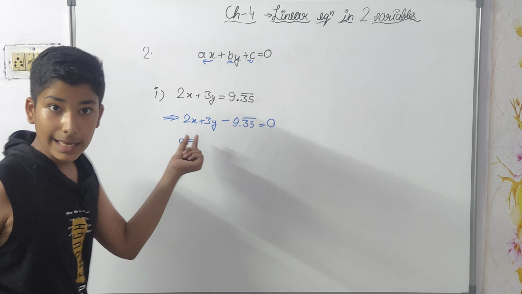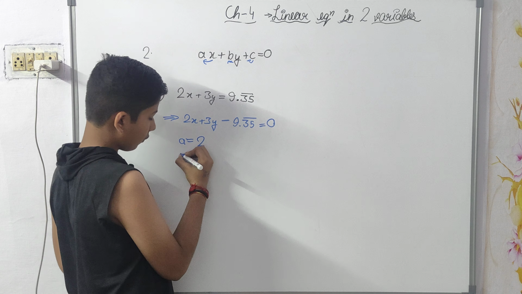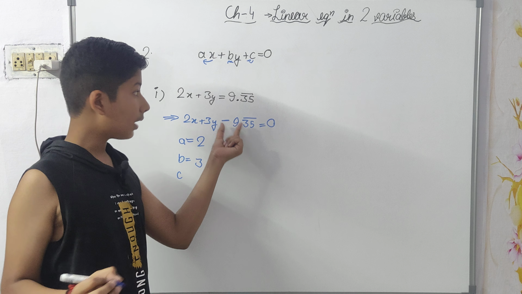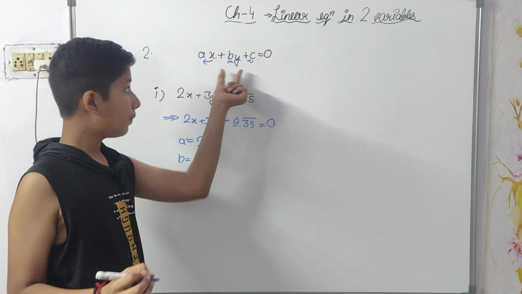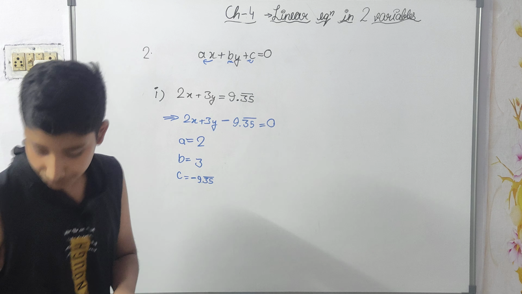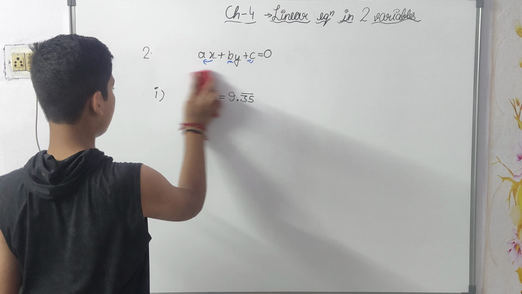Firstly ax. So the coefficient of x is a, meaning 2, and b will be with y. So the coefficient of y is 3, and for c, the plus symbol is here, so c will be positive, meaning we have to take this symbol also, which is minus 9.35 bar. The minus symbol will be there with it. Okay, now I will increase my speed.